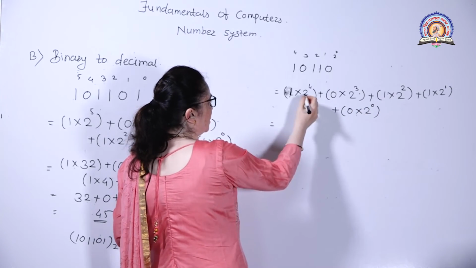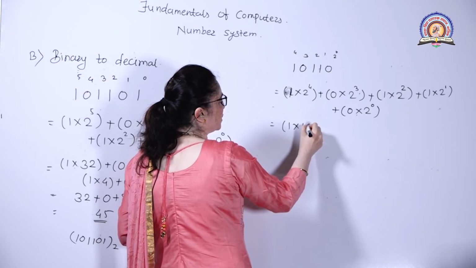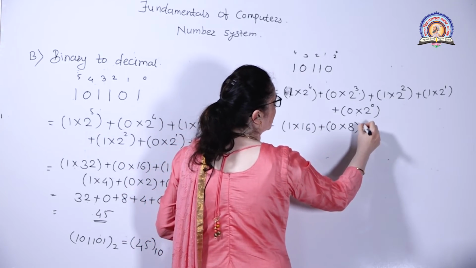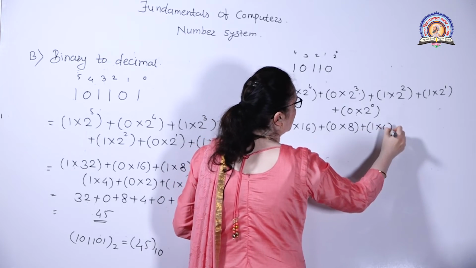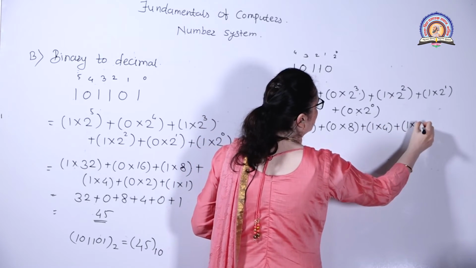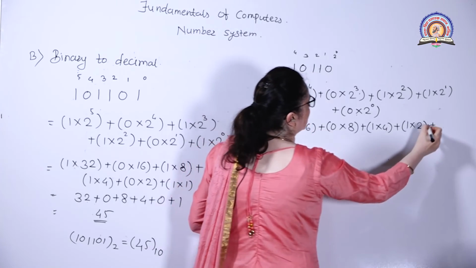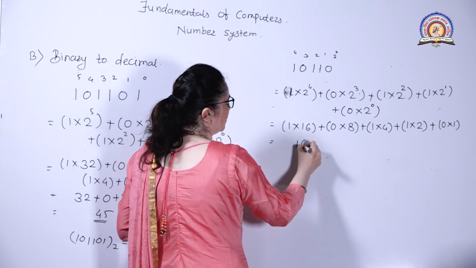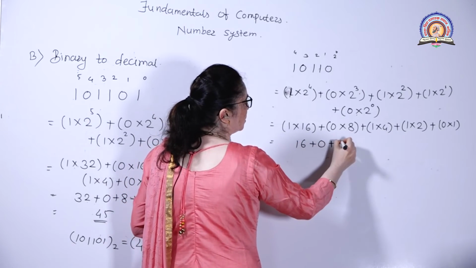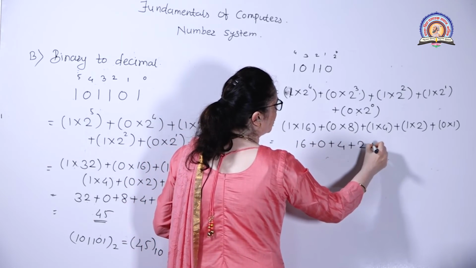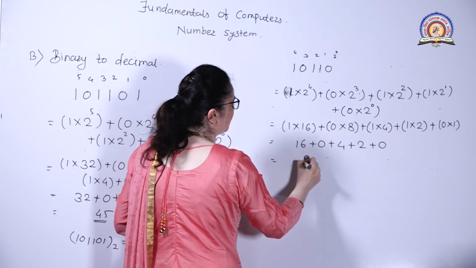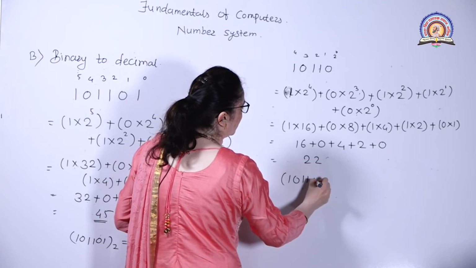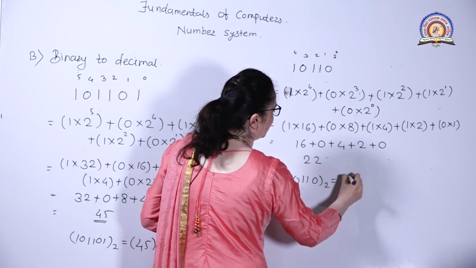Now 1 into 2 raised to 4, 2 raised to 4 is 16, plus 0 into 2 raised to 3 is 8, 1 into 2 square is 4, 1 into 2 raised to 1 is 2, plus 0 into 2 raised to 0 is 1. So this will be 16 plus 0 plus 4 plus 2 plus 0, that is 22. So the decimal equivalent of this 10110 is 22.